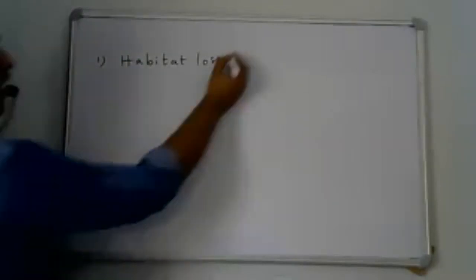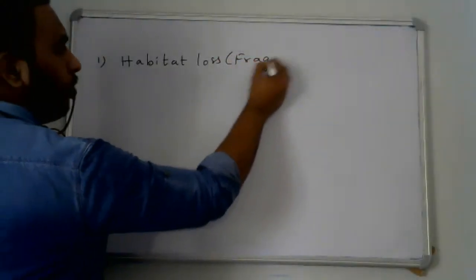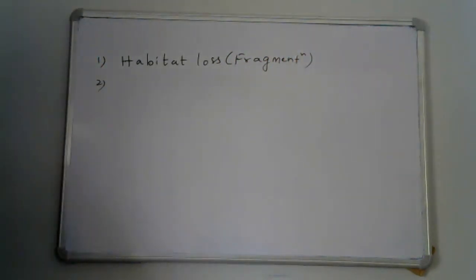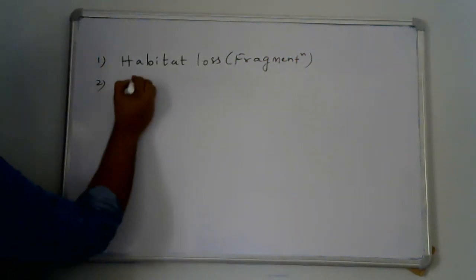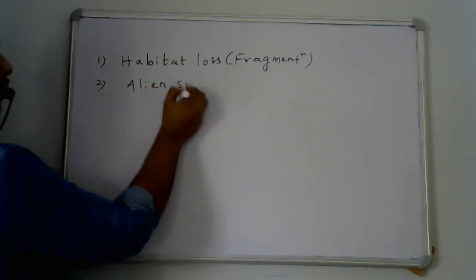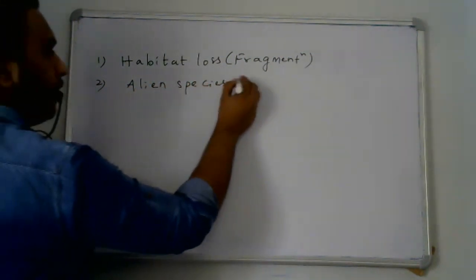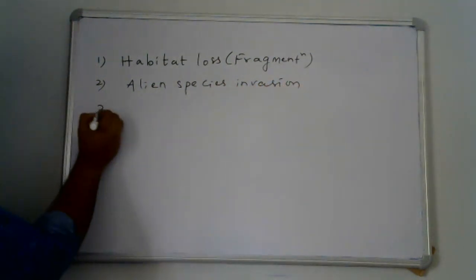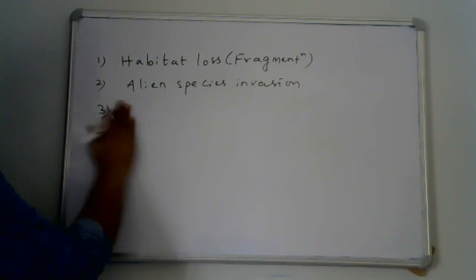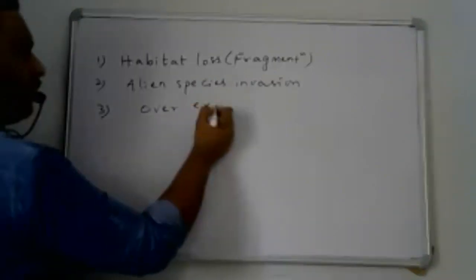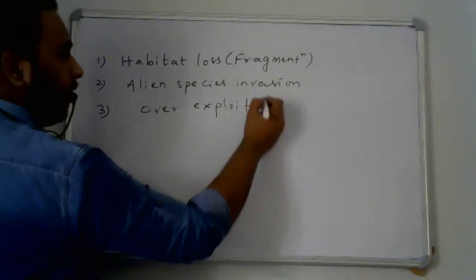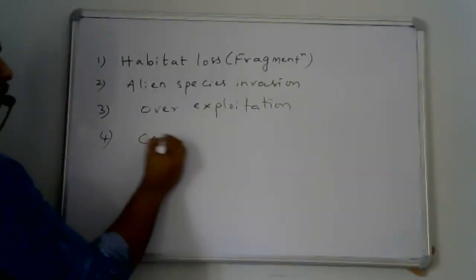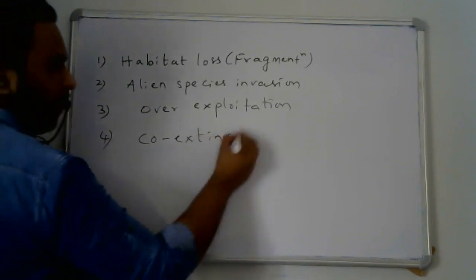Habitat loss or fragmentation, second one, alien species invasion, next, over exploitation, and last one, co-extinction.